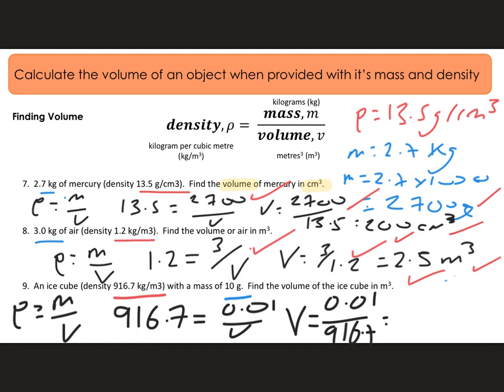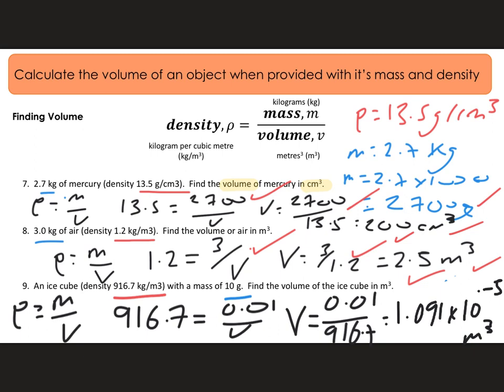So rounding up, we're going to end up with, to 4 significant figures, an answer to be 1.091. I can leave it in standard form and do times 10 to the negative 5, and that will be meters cubed. Okay, so I'm just going to go through and give you where we get the answers.